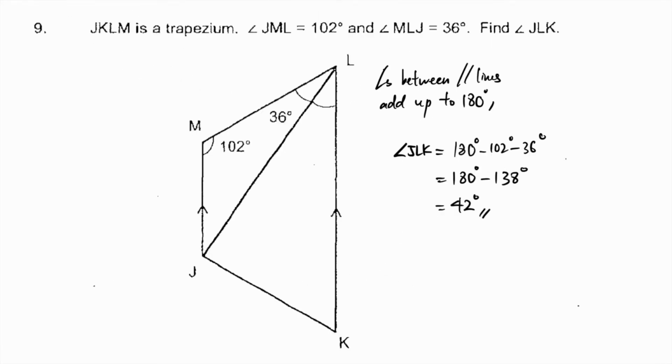Question 9, JKLM is a trapezium, which means this line is parallel to this line. So one pair of parallel lines. 102 is here, 36 is here. What's JLK over here? Well, one rule you must know is that angles between parallel lines add up to 180 degrees. You see these two parallel lines right here? These two angles must be 180 as a sum. Well, that's easy. 180 minus 102 minus 36 will give us 42 degrees.